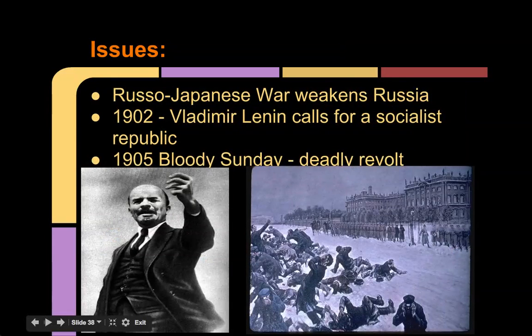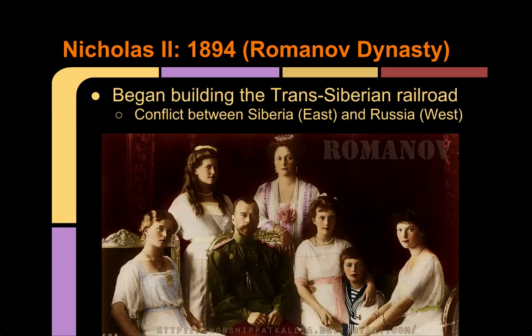Another couple of things that are going to happen is that Japan and Russia are going to go to war, and it's going to be the Russo-Japanese War, and ultimately the Japanese are going to weaken Russia. And in 1902, Vladimir Lenin calls for the Socialist Republic. Now, one thing that you need to understand about this family is that they will be the last dynasty.